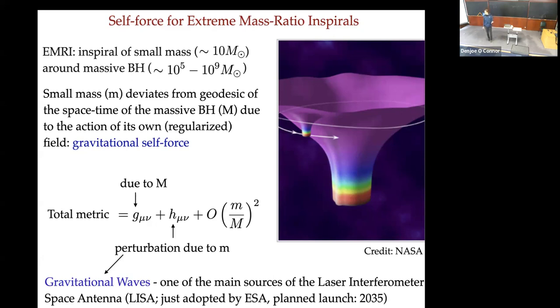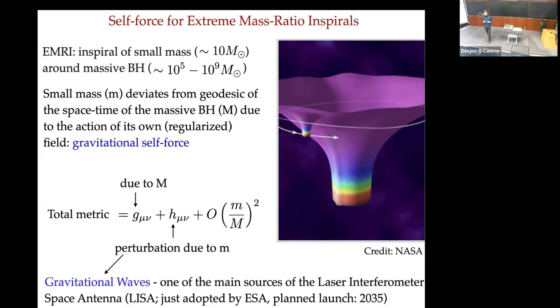So you have a massive black hole of the order of 10 to the 5 to 10 to the 9 solar masses, and a small black hole in relation to that one, which is of the order of 10 solar masses, orbiting around it. In that extreme mass ratio limit, you can use black hole perturbation theory. Okay, it's very natural to use black hole perturbation theory. And what happens is the small mass has a gravitational field which acts upon itself.